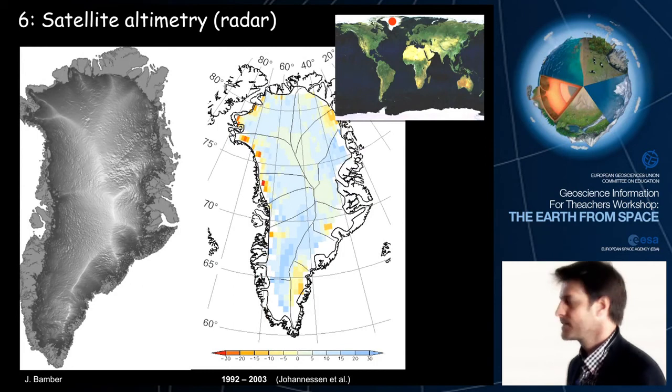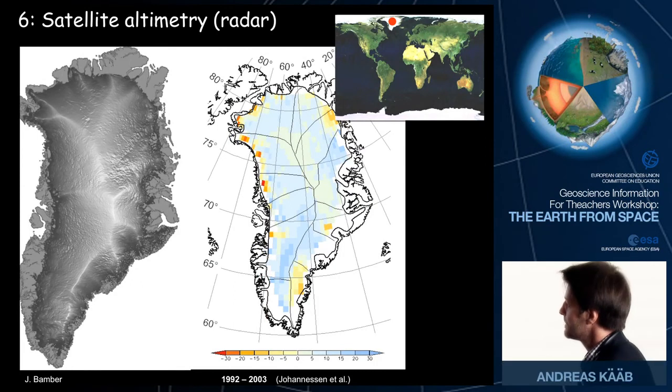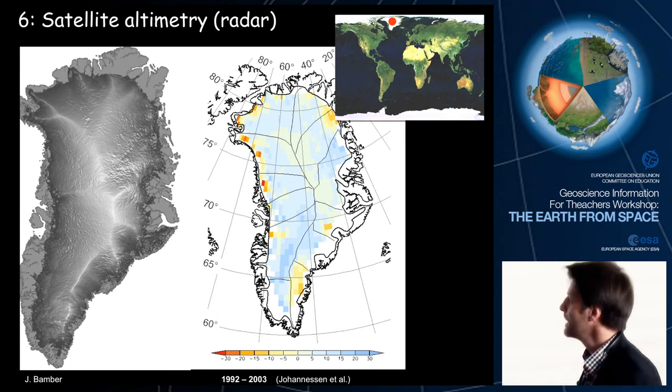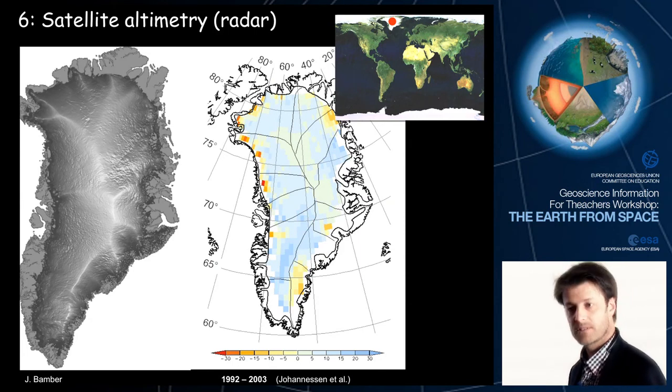Radar altimeters, ESA runs several ones, are used to measure large bodies like Greenland or Antarctica, or even elevation changes on Greenland or Antarctica. The resolution of these radar altimeters is quite coarse, so several kilometers is one footprint, so it's very hard to determine fine details.